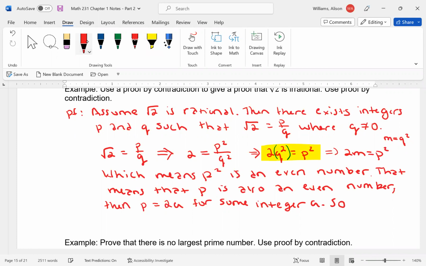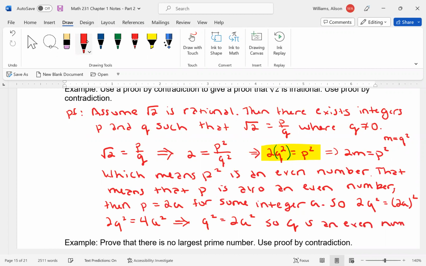So 2q squared equals 2a squared, which equals 4a squared, which is going to be q squared equals 2a squared. So q is an even number. From the same argument I just came up with for p, q squared is going to come out even, so q is going to come out even. So q is an even number.